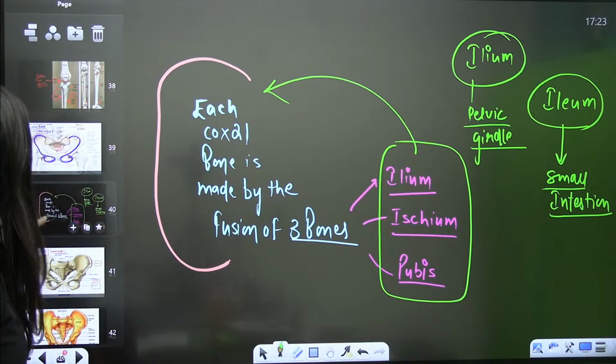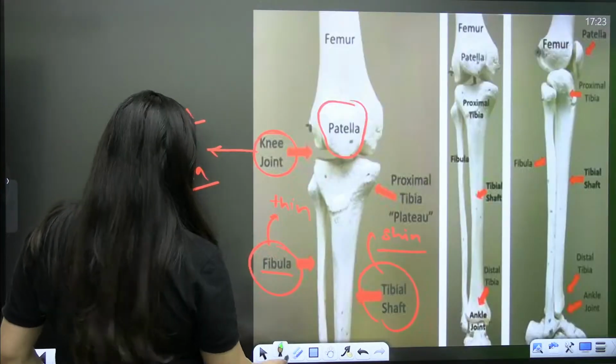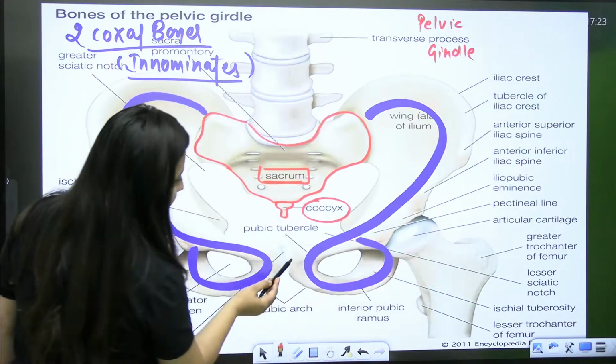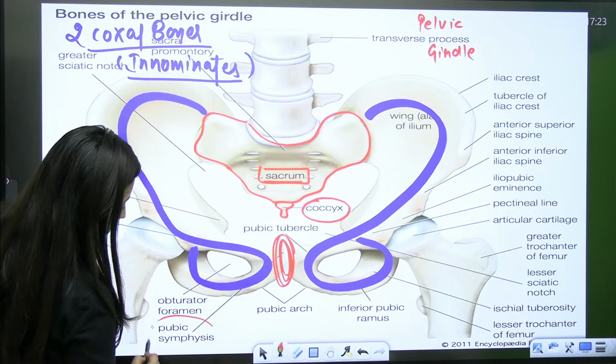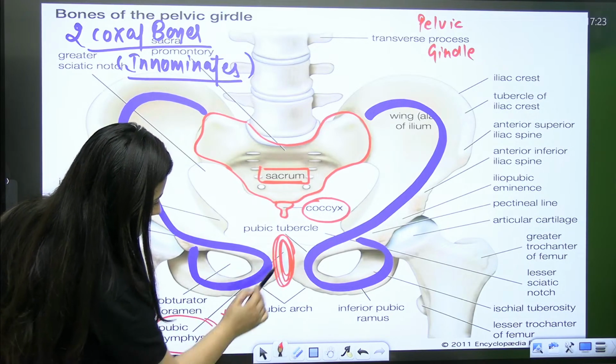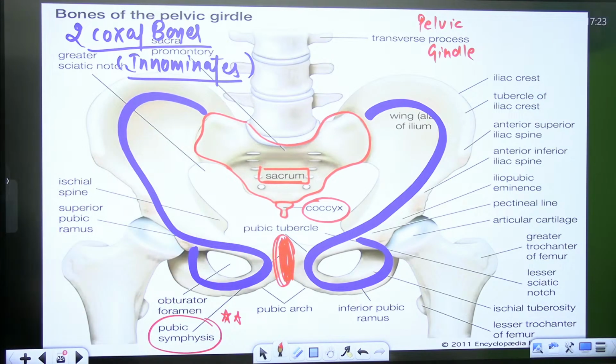And these two coxal bones are also attached. How are they attached? See this. They have this pubic symphysis in between. This ligament here, this pubic symphysis here. Clear? What is present here? The pubic symphysis.